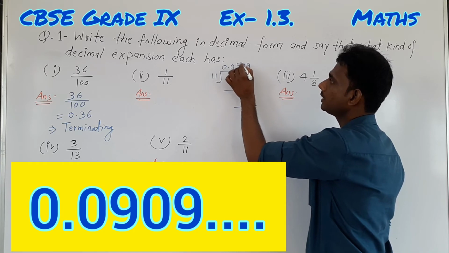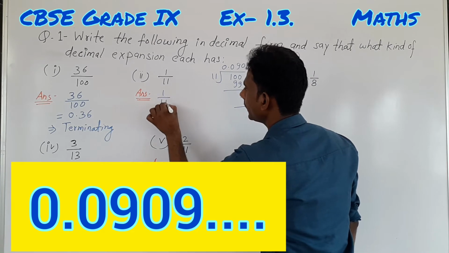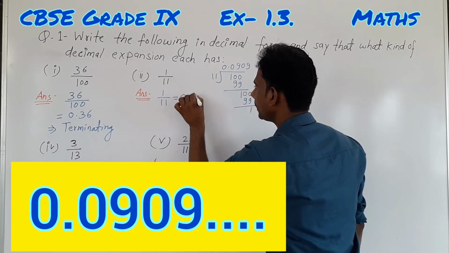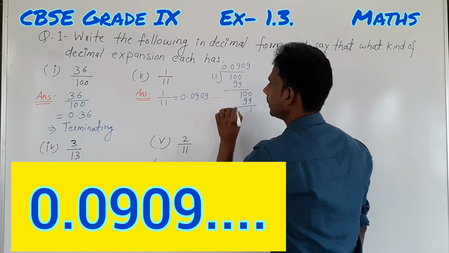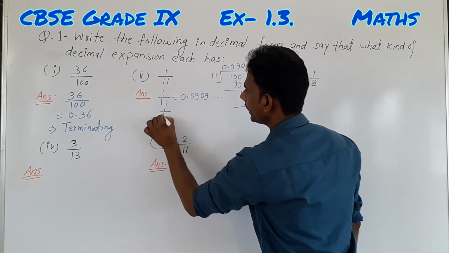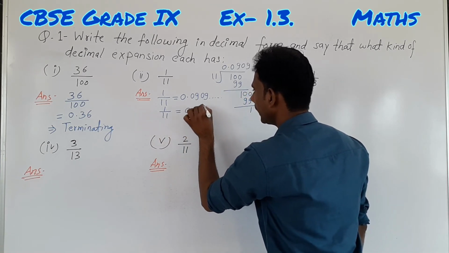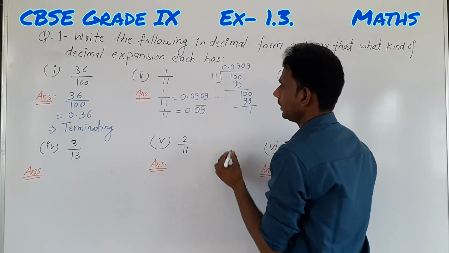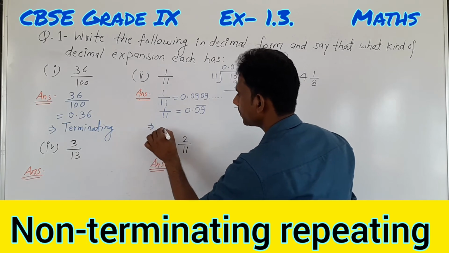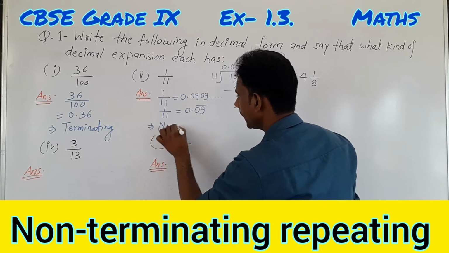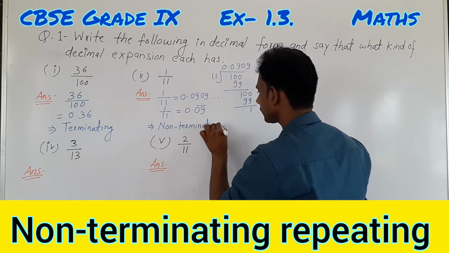It is clear that it is 0.0909, which means 2 digits are repeating. So 1 upon 11 equals 0.0909 dot dot dot, or we can write 1 upon 11 equal to 0.09 bar. It is non-terminating repeating. The decimal expansion is non-terminating repeating.